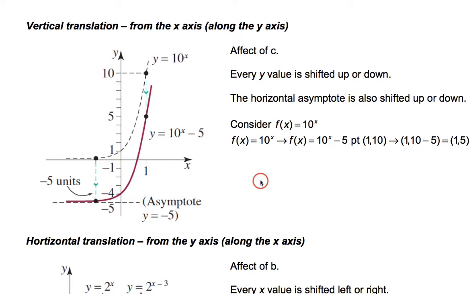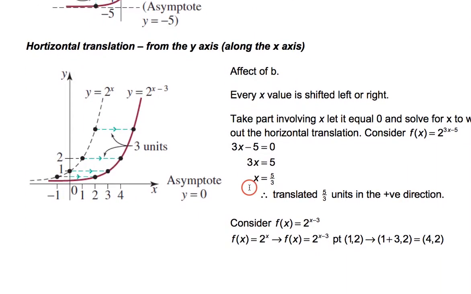Vertical translations, these are a lot easier to handle. The effect of C, and of course, basically, if we consider a standard graph here of y equaling 10 to the power of x, if we then have a vertical translation of 5 units down, then you can see that every y value has just been moved down by 5 units. And I think this diagram clearly describes what's happening there.